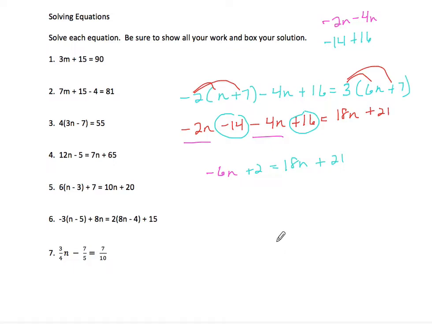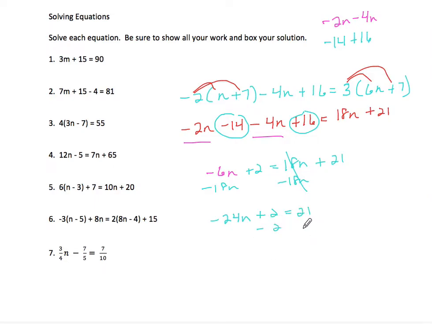Now again, as I talked about before, this question goes back to question number 1, so we can make it look like that real quick. I like to get rid of the variable on the right side, so I'm just going to subtract 18n from both sides. These cancel out. Negative 6 minus 18 is negative 24. It's negative 24n. Let's bring down the plus 2 equals 21.